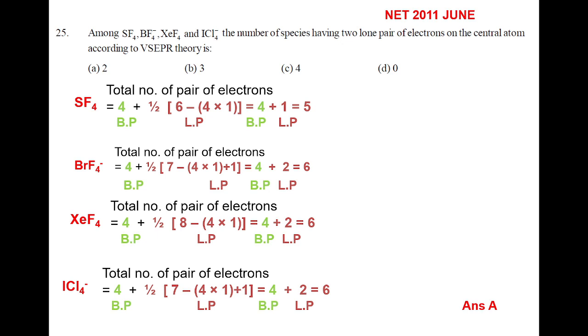So the answer is 3, the number of species. So B is the correct answer. The answer is wrongly written here. Answer B is the correct answer.